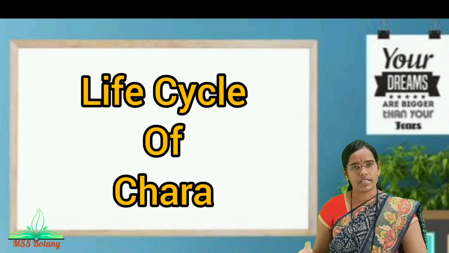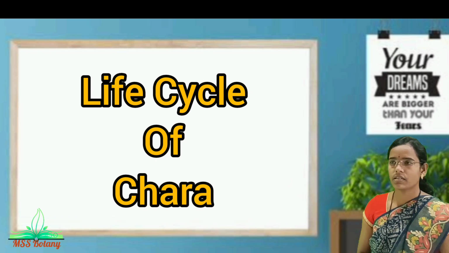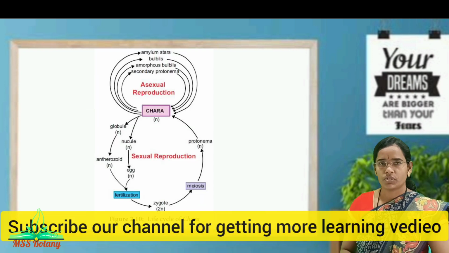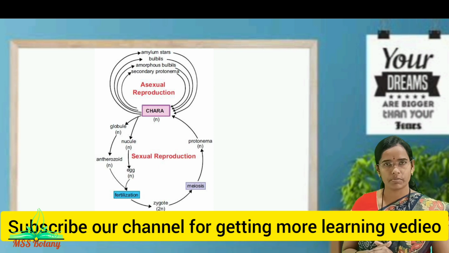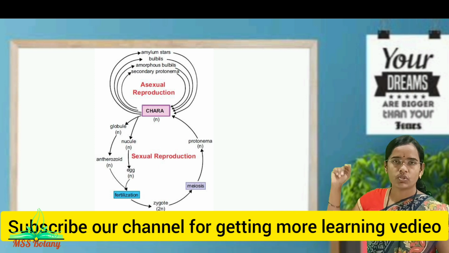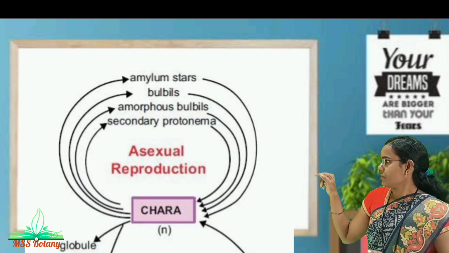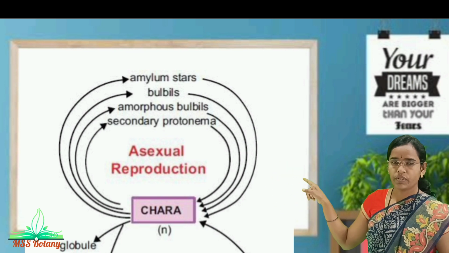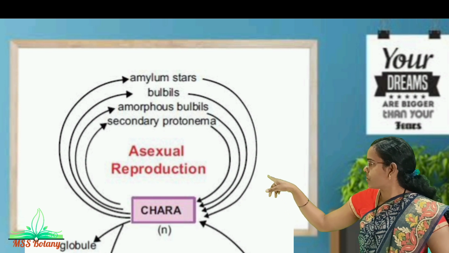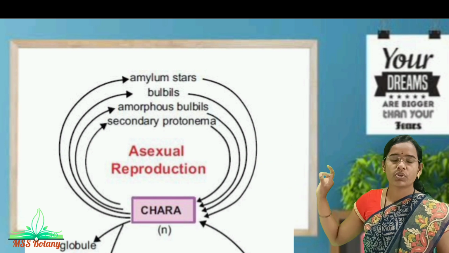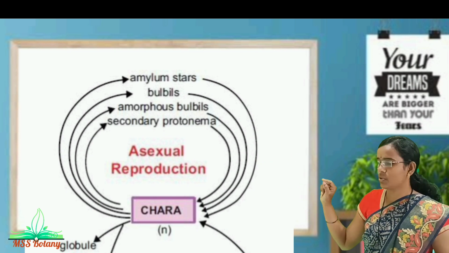Now we will see the last part of the Chara, that is the graphic life cycle of the Chara. In the life cycle of the Chara, vegetative reproduction will occur, then sexual reproduction will occur, but asexual reproduction will be absent. So we will only mention the vegetative reproduction and the sexual reproduction in the Chara. In case of vegetative reproduction, Chara will be reproduced with the help of the amylum star. It is also reproduced with the help of the bulbs, and it will also reproduce with the help of the proteonema-like structures. This is the vegetative reproduction.